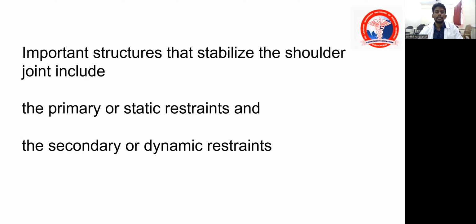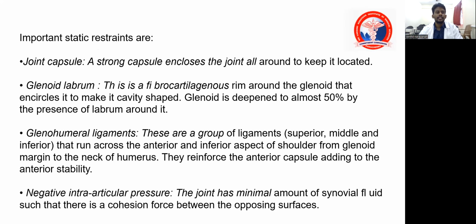Important structures that stabilize the shoulder joint include primary or static restraints and secondary or dynamic restraints. Static restraints are the joint capsule. A strong capsule encloses the joint all around to keep it located. Glenoid labrum, this is a fibrocartilaginous ring around the glenoid that encircles it to make it cavity shaped. Glenoid is deepened by almost 50% by the presence of labrum around it. Glenohumeral ligaments. These are a group of ligaments, namely superior, middle, and inferior glenohumeral ligaments.